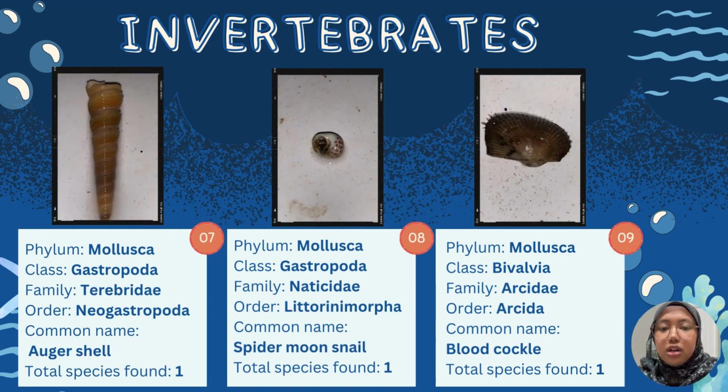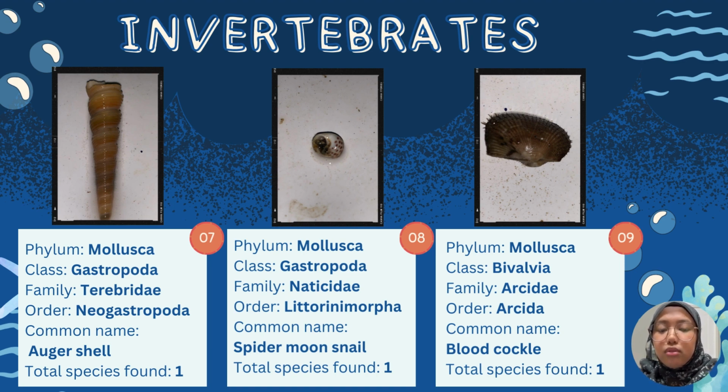Next is auger shell from phylum Mollusca and class Gastropoda. It falls under order Neogastropoda and family Terebridae. Total species found is 1. Eight is spider moon snail from phylum Mollusca and class Gastropoda. It falls under order Littorinimorpha and family Naticidae. Total species found is 1.